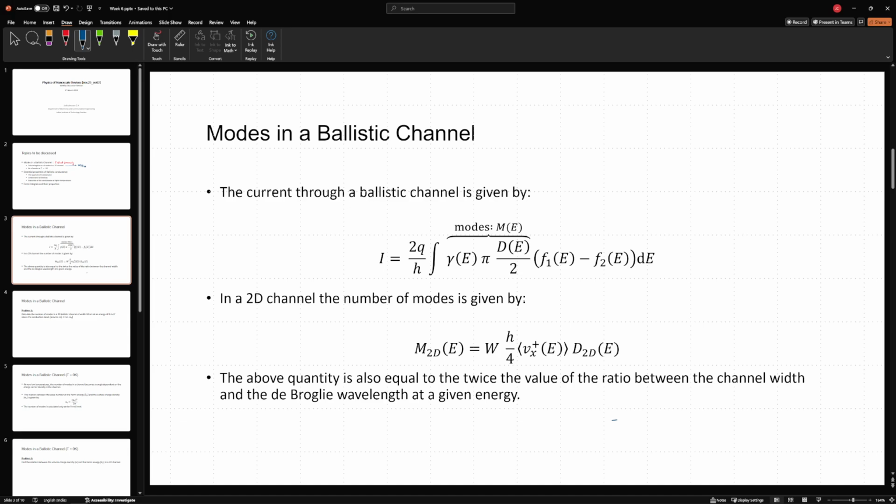The current through a ballistic channel is given by the following expression, and this quantity right here is the number of modes available in the channel. For a 2D channel, we have this expression for the number of modes, arrived at by plugging the necessary values into this expression, where D of E is D2D of E times the area of the channel. Yes, so here I can clarify that.